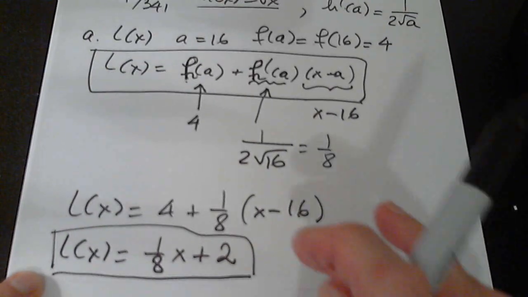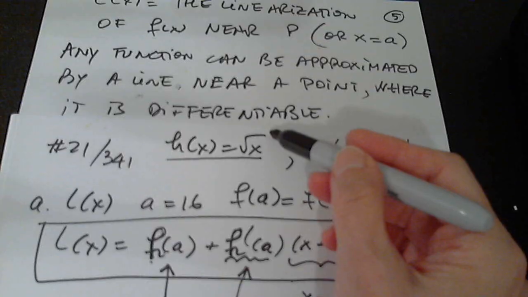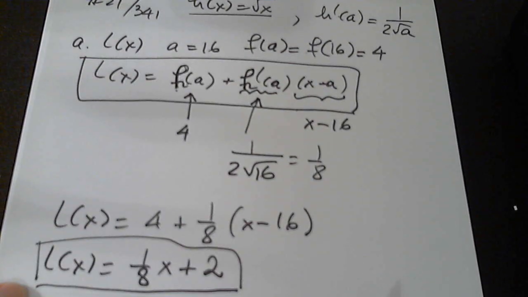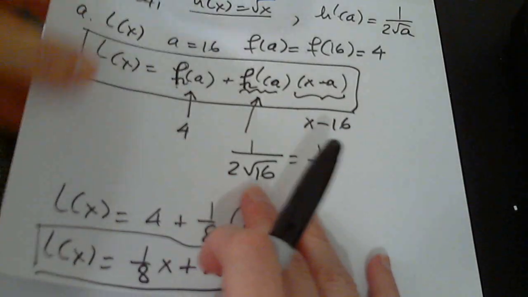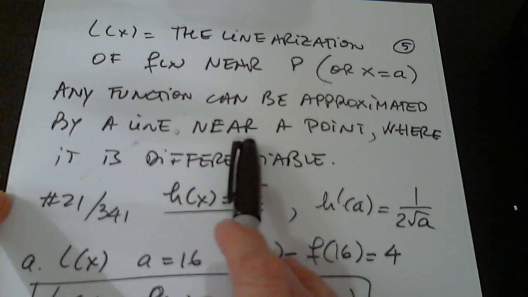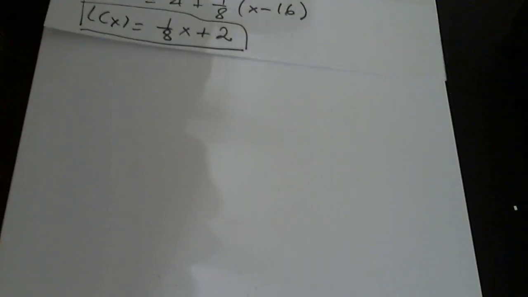Again, what does this mean? This function can approximate the square root of x near 16. Will I have an error? Yes. But the error will be minimal, because any function can be approximated by a line, which is the equation of the tangent line, near a point, of course, where the function is differentiable.